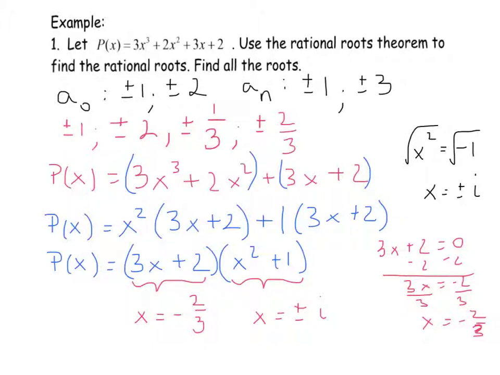The question was asking us to find the rational root. So the rational root would be negative 2 thirds. And then the second part is find all the roots. So all the roots would be negative 2 thirds and plus or minus i. Since my polynomial had a degree of 3, I knew that I would need to have 3 roots altogether. So the total number of roots had to be 3.